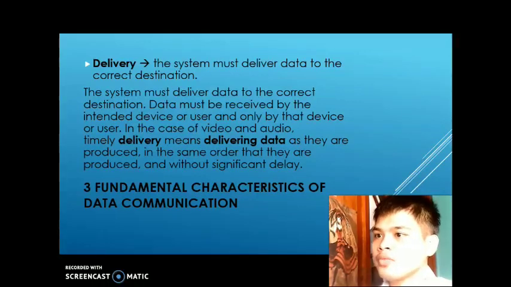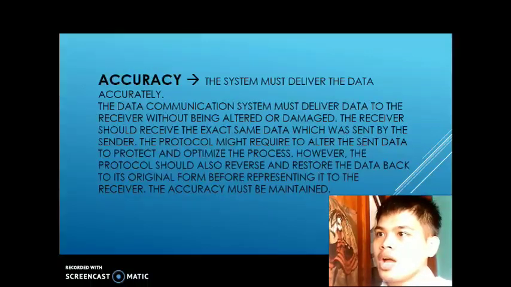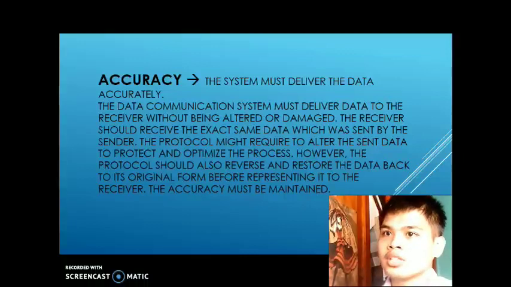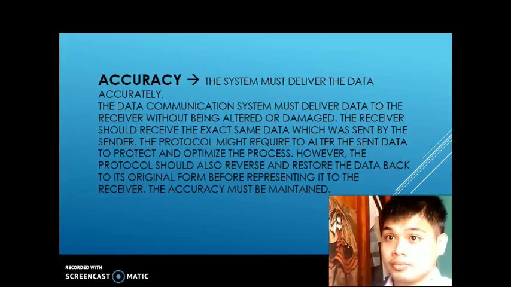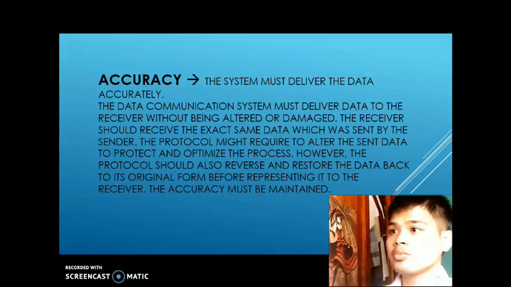Next, three fundamental characteristics of data communication. Accuracy. The system must deliver data accurately. The data communication system must deliver data to the receiver without being altered or damaged. The receiver should receive the exact same data which was sent by the sender.